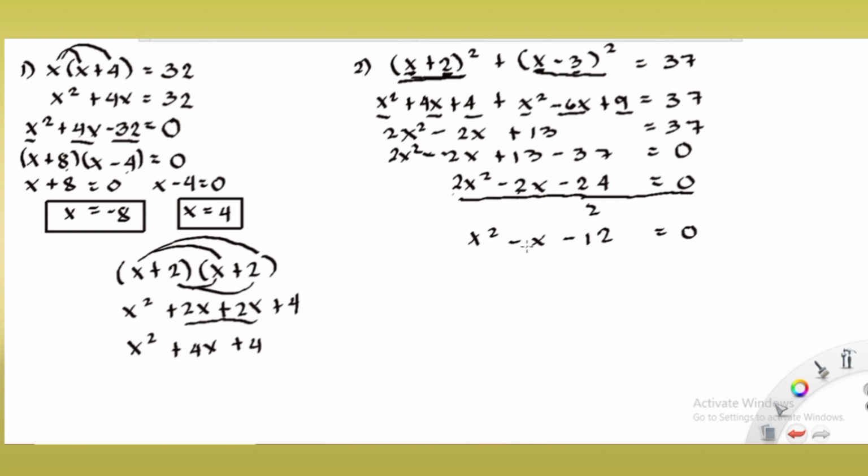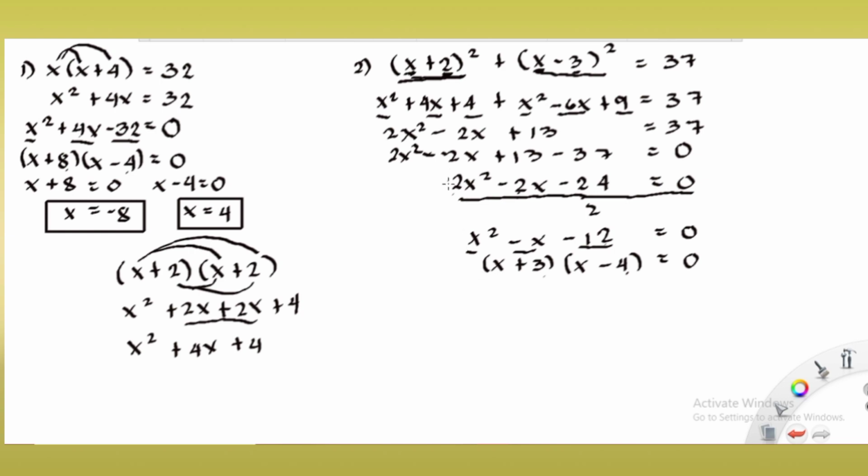Okay? And we can solve this using any of the 3 methods: factoring, completing the square, quadratic formula. Okay? Let's solve this using factoring. So let us prepare two parentheses equals 0. Factor of the first term, x and x. Factors ng negative 12 na pag inadd ay negative 1. So those are 3 and negative 4. Because 3 times negative 4 is negative 12, and 3 plus negative 4 is negative 1.